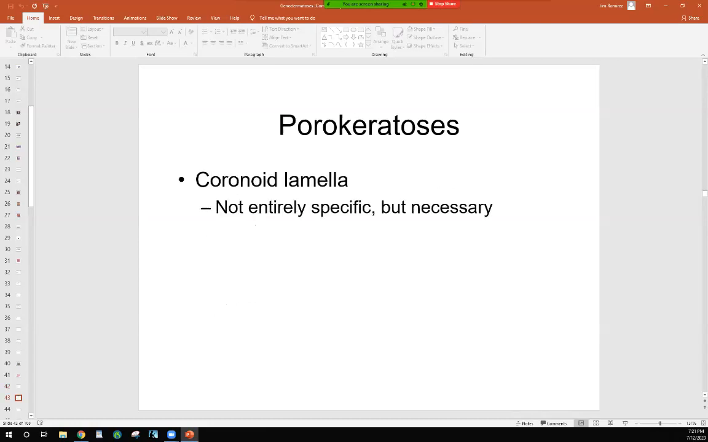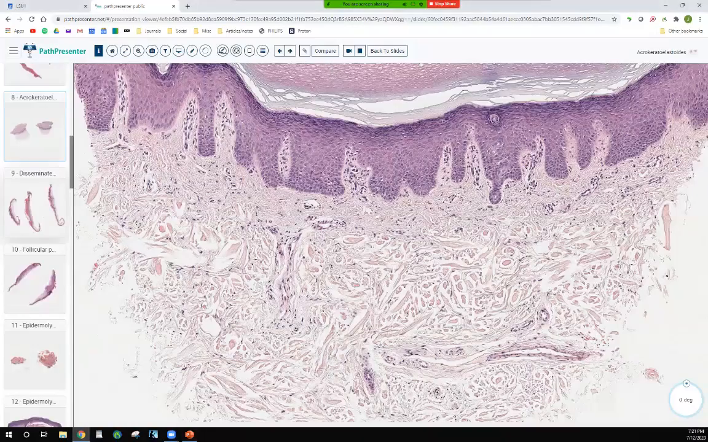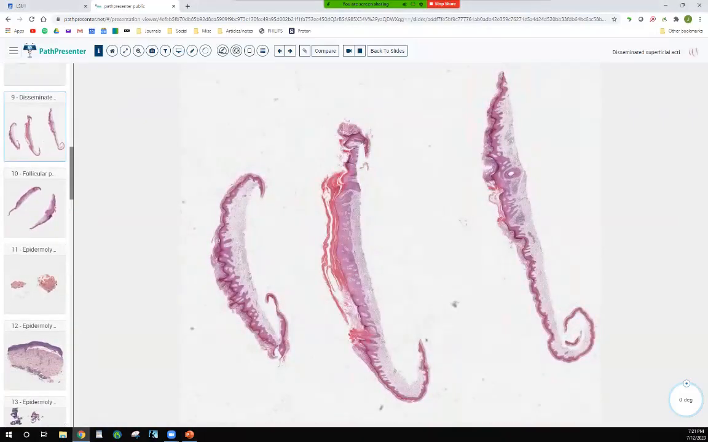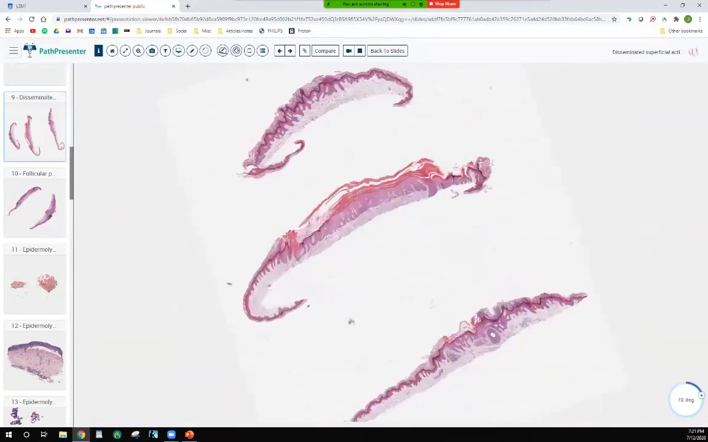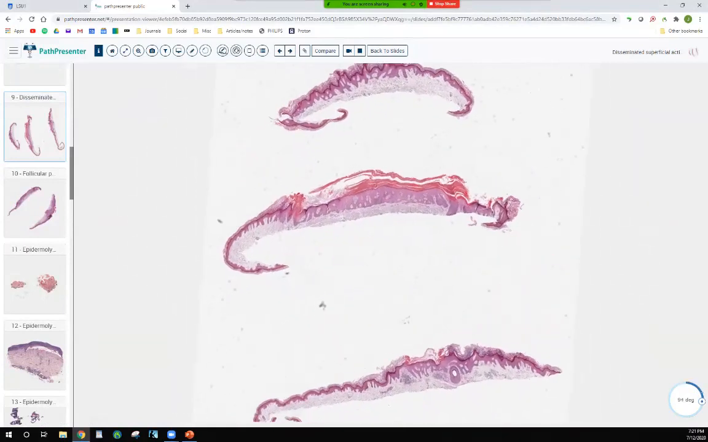So the cornoid lamella, I just talked about it being an important pattern, but it's not 100% specific to porokeratosis. It's necessary. You have to have it to call porokeratosis, but you can see cornoid lamella in other conditions as well. We'll get to that in a minute. So let's look at an example of disseminated superficial actinic porokeratosis. And this is what we see.